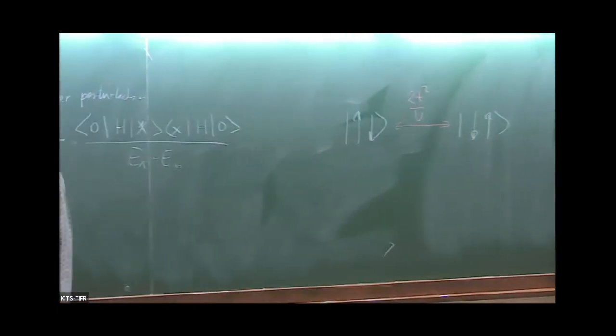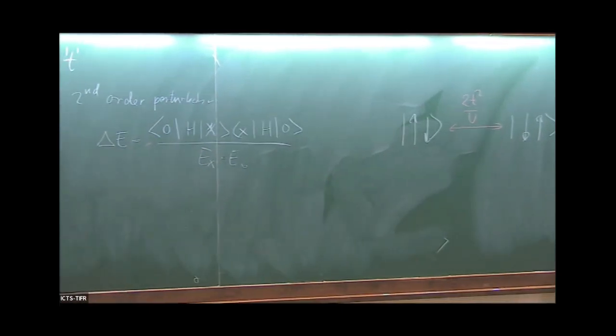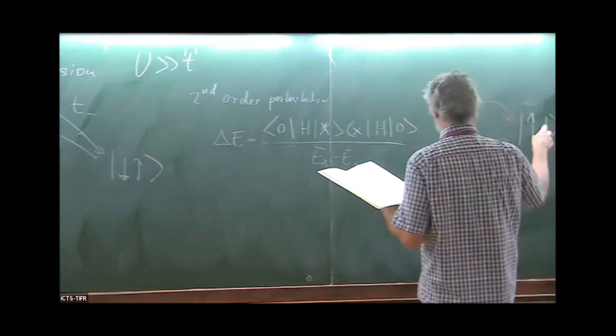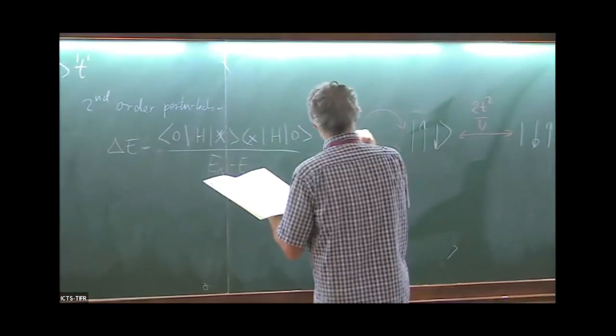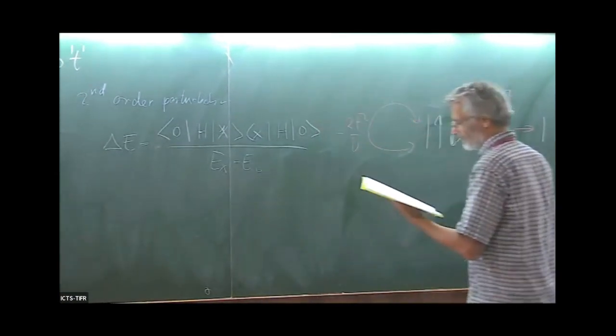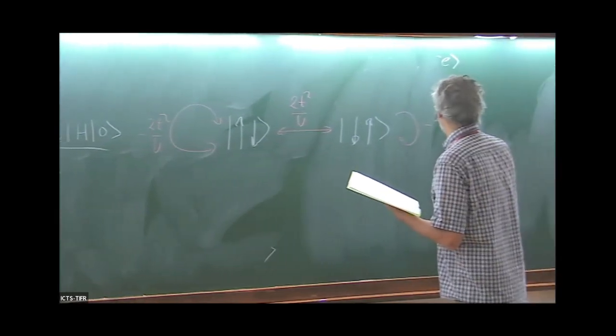If starting from up down, I hop to one of those, I can also come back. I will just draw it with this arrow, that this has some self-energy that is minus 2t squared over U. And here, the same thing, minus 2t squared over U.